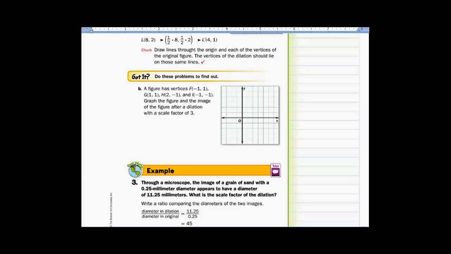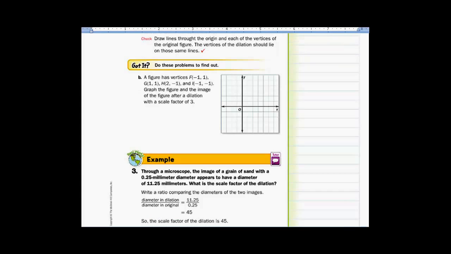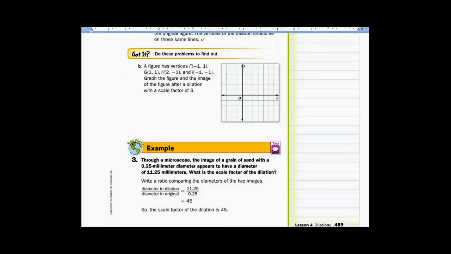So what is the scale factor of the dilation? I'm sure you remember from science class, whenever you can turn it and look at different magnifications. It's asking you what magnification is this? How many times bigger did the microscope make it?